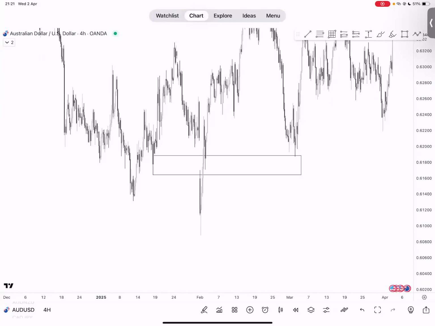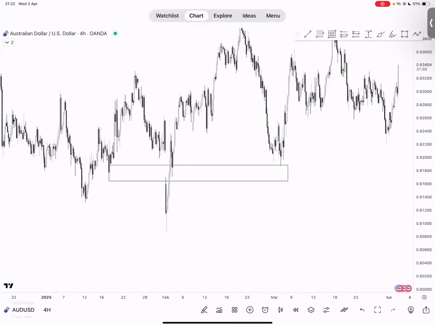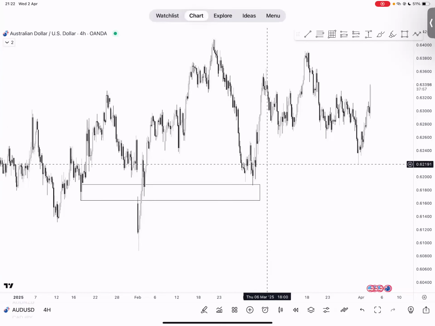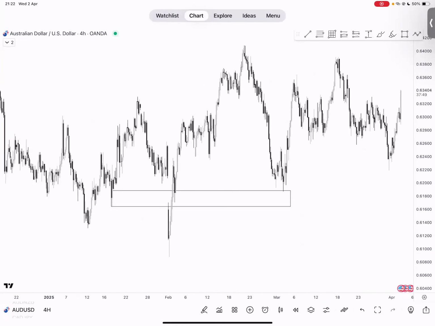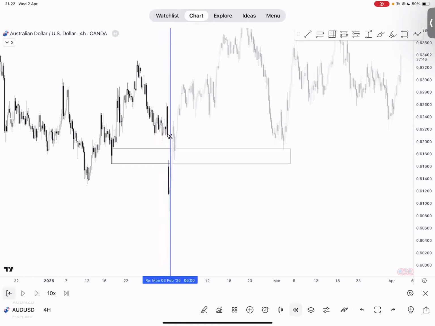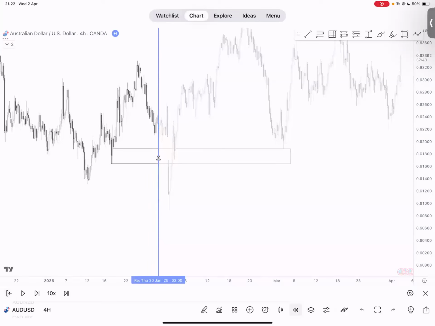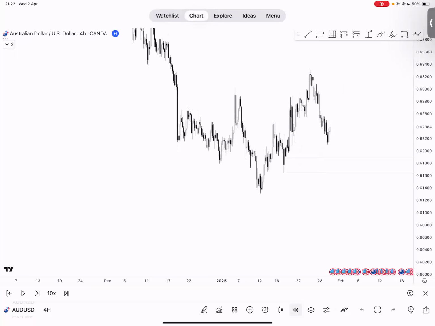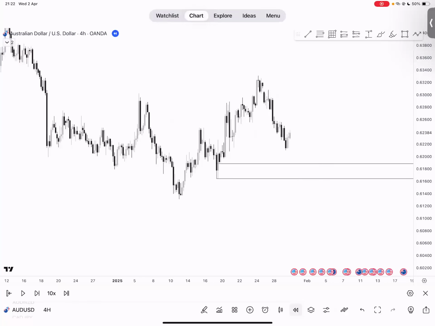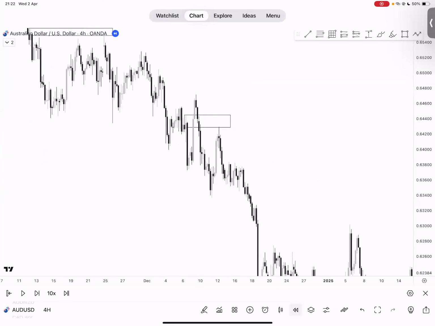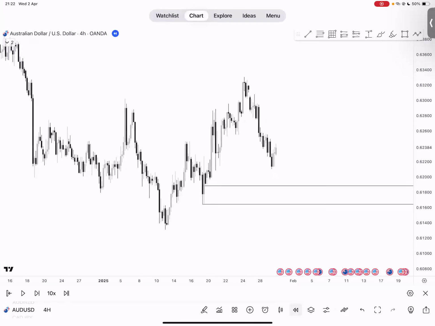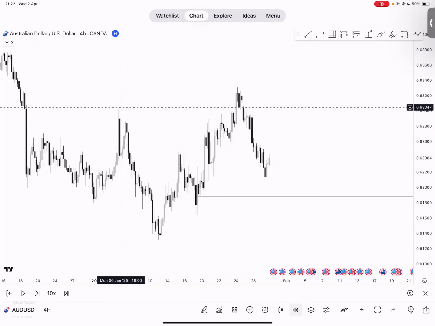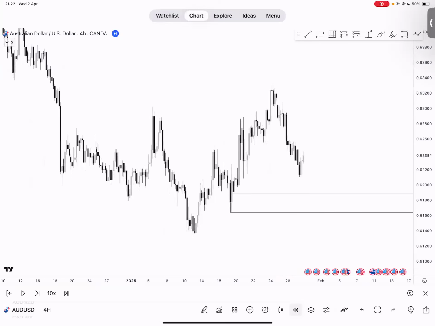This is AUD USD current price action. You can see a very good example of a reclaim block. Let me show you something. I'm going to cut price from this point. So here there's an order block. Price was coming bearish, a series of lower lows and lower highs, and then all of a sudden this was the point at which this high was taken out.